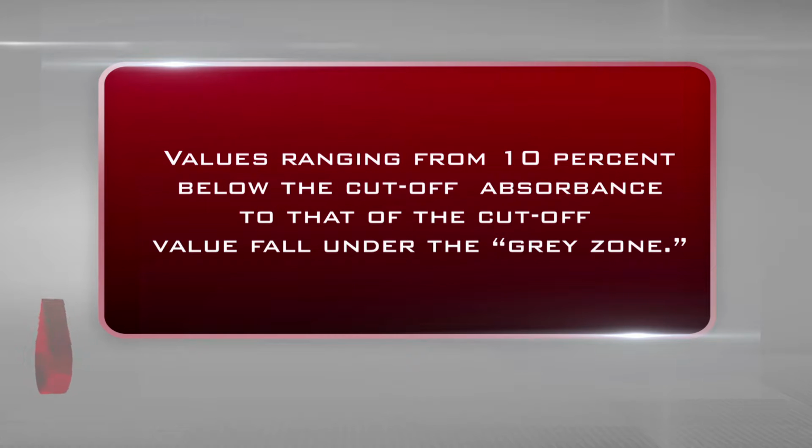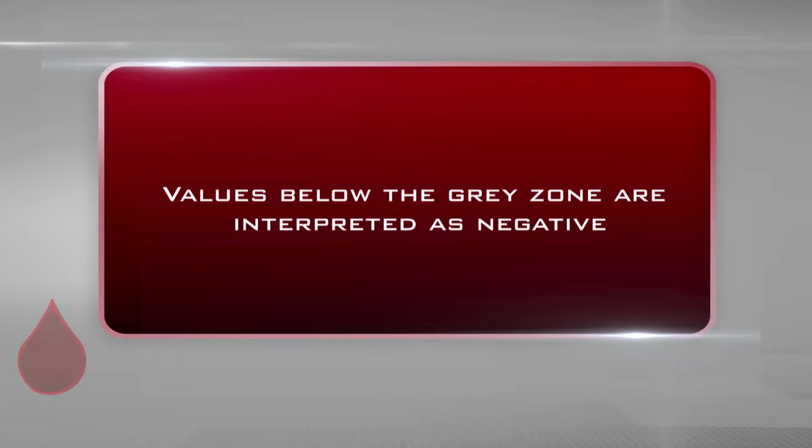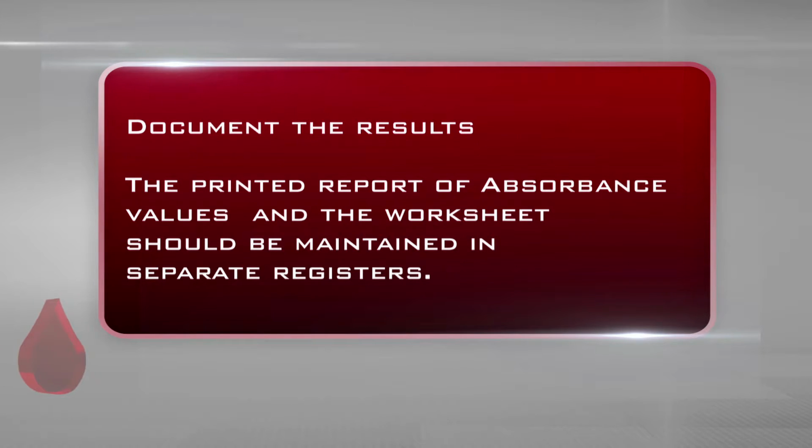Values ranging from 10% below the cutoff absorbance to that of the cutoff value fall under the gray zone. Values below the gray zone are interpreted as negative. Samples in the gray zone have to be retested, and if the value falls within the gray zone again, or if it is more than the cutoff value, then it is considered positive. Document the results. The printed report of absorbance values and the worksheet should be maintained in separate registers.